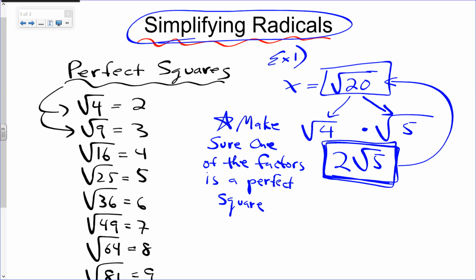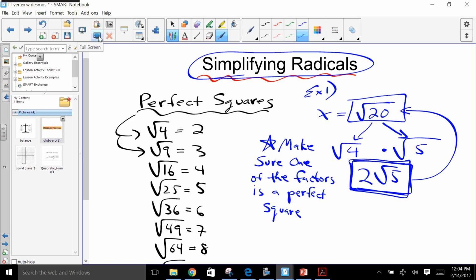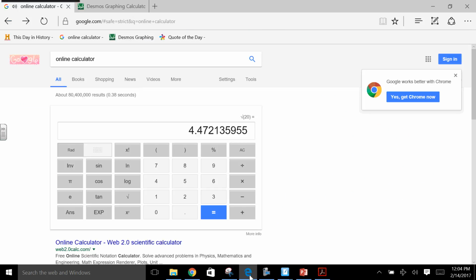Let me prove it. Look at my calculator. I still have the square root of 20 on my screen. Let me erase that and hit 2 times the square root of 5 and see if I get the same number. Watch this. 2 times square root of 5. I'm still going to get the same number as the square root of 20. Watch. There it is, 4.47, and so on. That's the same value I got when I hit square root of 20.